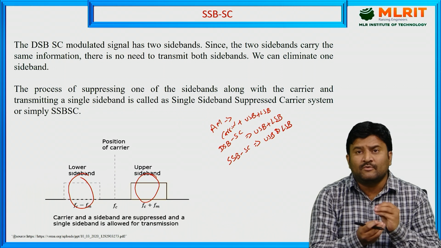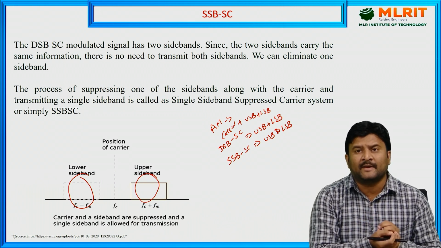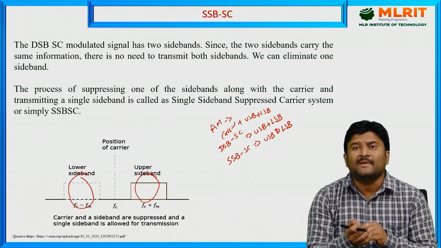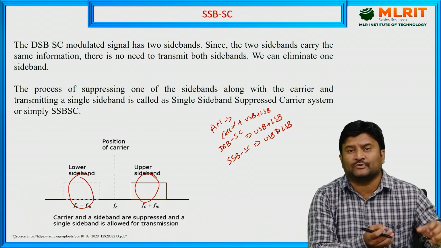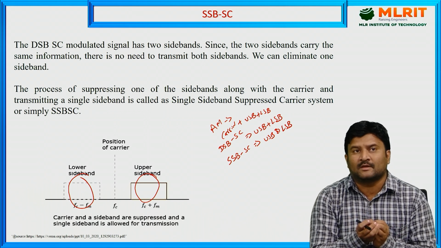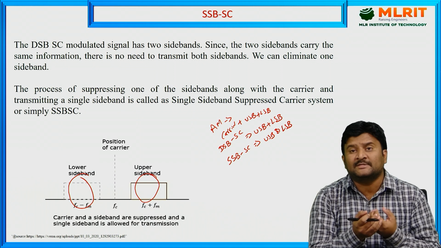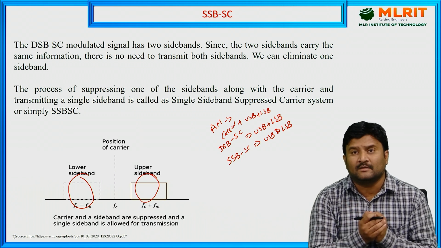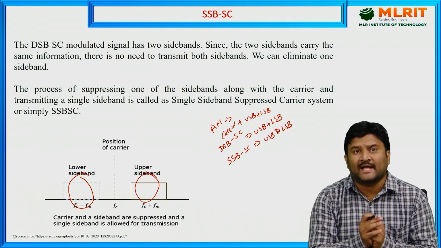Therefore, you can suppress any one sideband, either the lower sideband or the upper sideband. Automatically, the power wastage of the suppressed sideband is reduced. This is the advantage. The information is not lost. Therefore, you need to learn how to reduce the double sideband to single sideband. That concept is known as single sideband suppressed carrier.